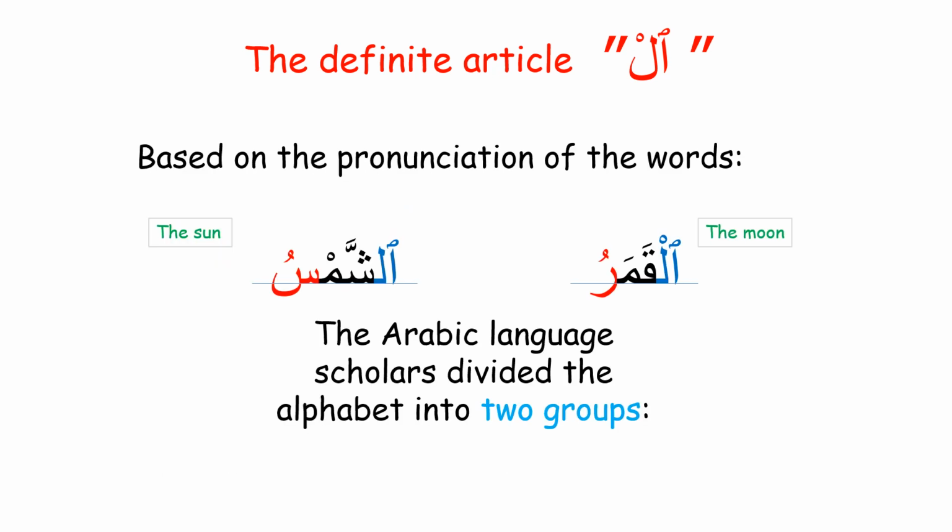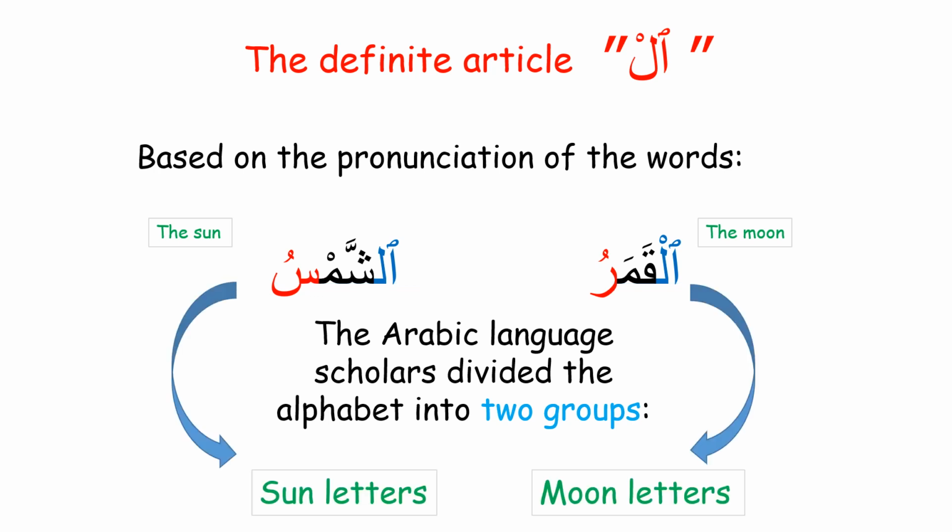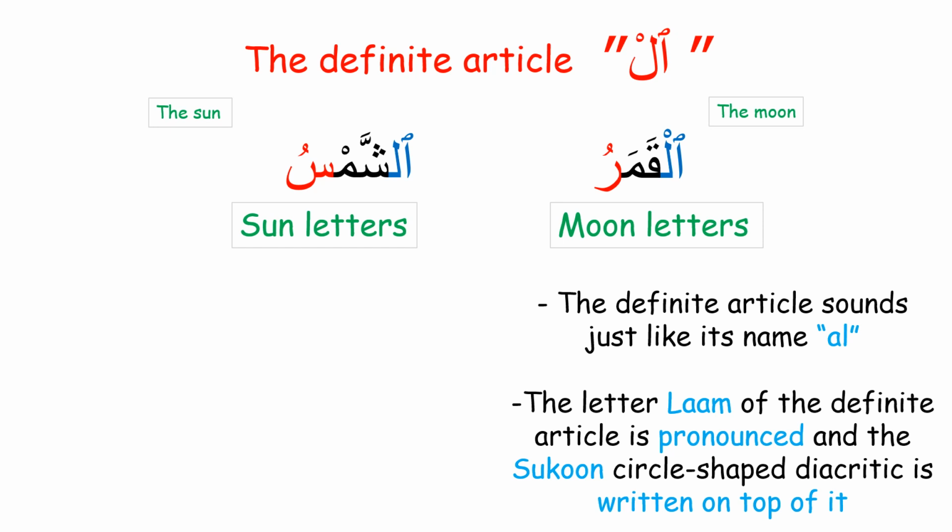Based on the pronunciation of the words al-qamaru and ash-shamsu, the Arabic language scholars divided the alphabet into 2 groups called moon letters and sun letters. For the first group of moon letters, the definite article is pronounced as al, and all you have to do when adding it to the given word is to cancel the tanween at the end of it.